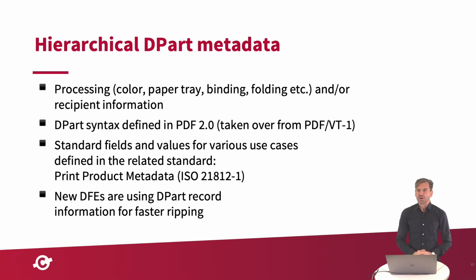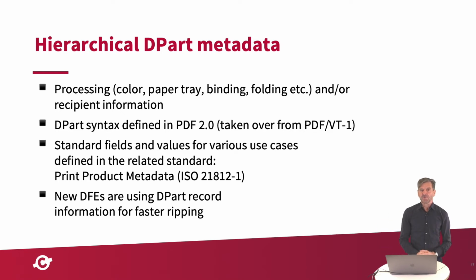Yeah, and this is more about DPart. So actually I've just explained one use case, the recipient information, and the other use case is production information. So you could the same way specify whether a page needs to be printed on a color device or just on a one color printing machine. You could have information whether a paper from a certain paper tray has to be used, binding information, folding information, and so forth. This can all go into DPart metadata. And I already told you that was specified in PDF/VT-1 already and has been taken over to PDF 2.0.